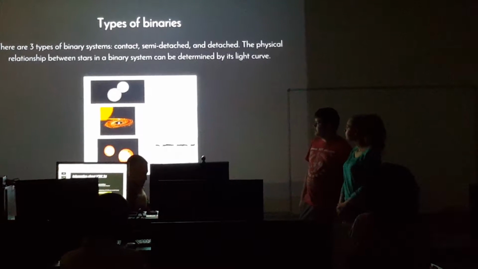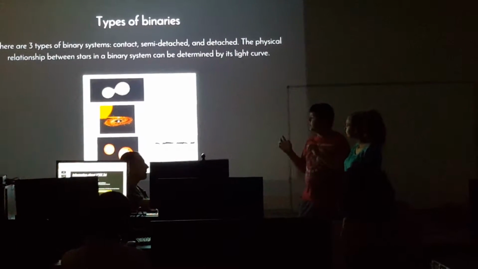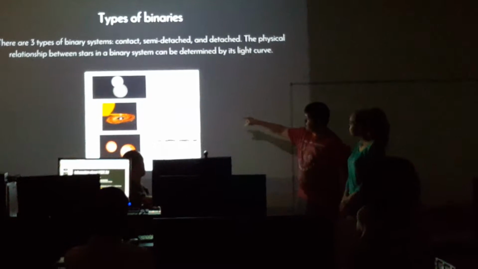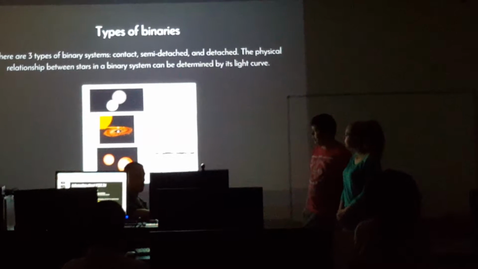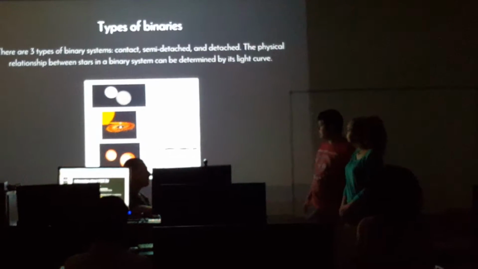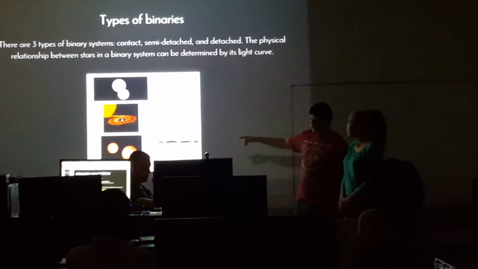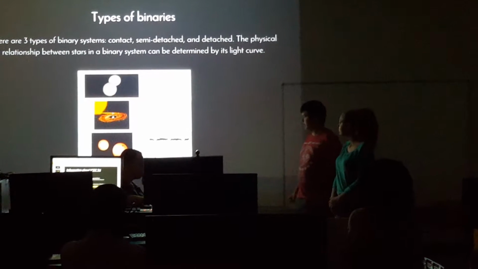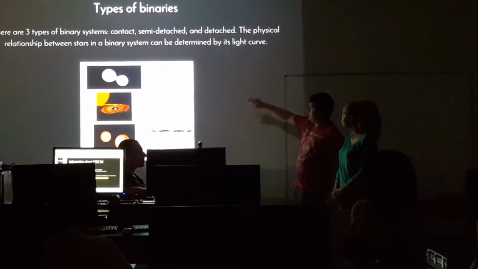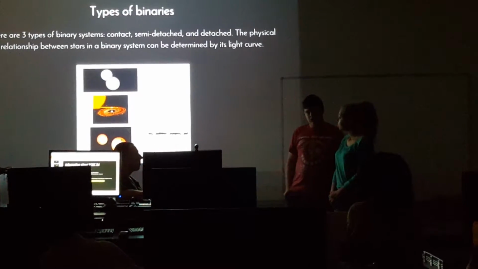Then there's semi-detached, where one star is stealing mass from another star, and it forms this ring of gas and plasma around one of the stars. And then you have detached, which is just two stars. They're kind of far apart, but they orbit the center of mass. And then you've got various distinctive light curves for all three.